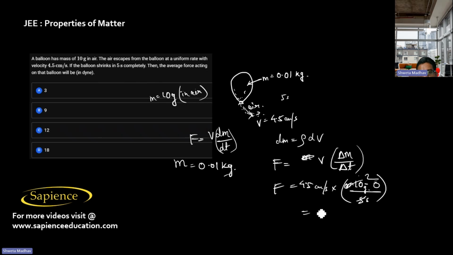5 is a 10, so 2 into 4.5, that is 9 gram centimeter per second square, which is 9 millinewton. The average force acting on the balloon is 9 millinewton. So option B is the correct answer.